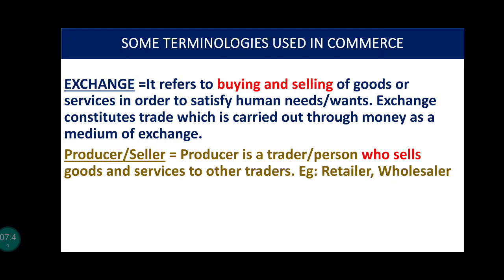Now, producer or a seller, of course it's a very easy term. A producer is a trader or a person who sells goods and services to other traders. For example, retailer, wholesaler.